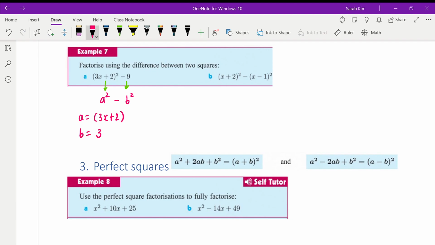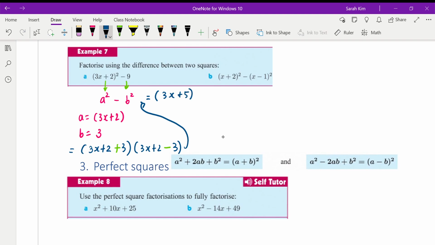So now that I have my A and B, all I have to do is write my final answer into brackets. So 3x plus 2 plus 3 is, so maybe I'll write that in a different colour so you can see the difference. Plus 3 as one of my options, and then 3x plus 2 take 3 as my other option. And then the last step is to simplify, so I'll just go like that so you know what I did. So first bracket, 3x plus 2 plus 3, so that's going to be plus 5, and then that one is going to be 3x plus 2 take 3, so it's going to be minus 1, and that is my final answer for A. Let's have a look at B.